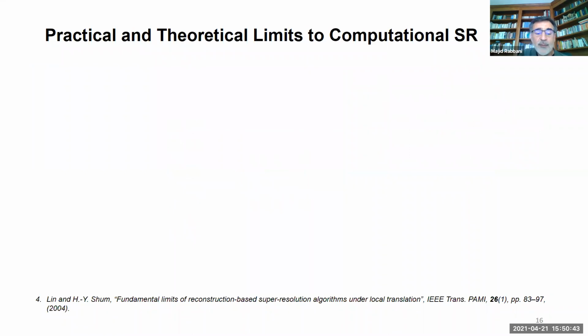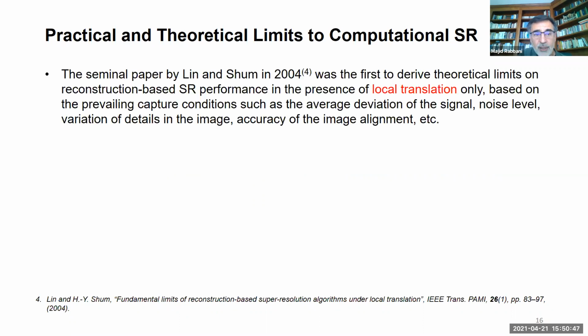Well, there was a paper, which is considered a seminal paper back in 2004 by Lin and Shum. And Shum was at MIT. At that time, he was actually at Microsoft Research Asia. And this was the first theoretical paper that put some limits on how much you can expect to improve with super resolution. And they assume that you're doing local translation.